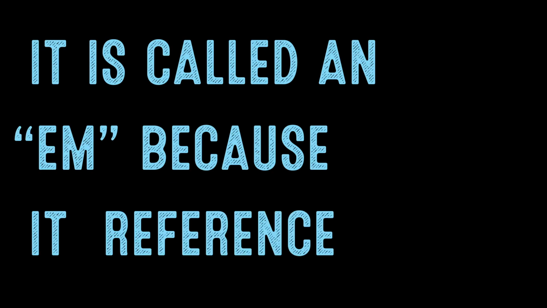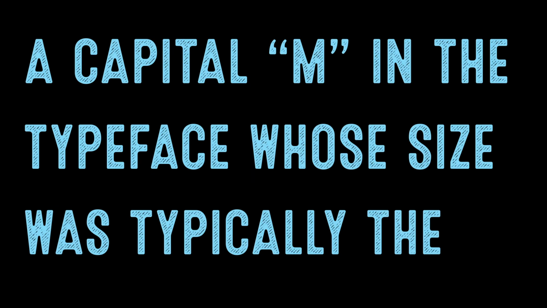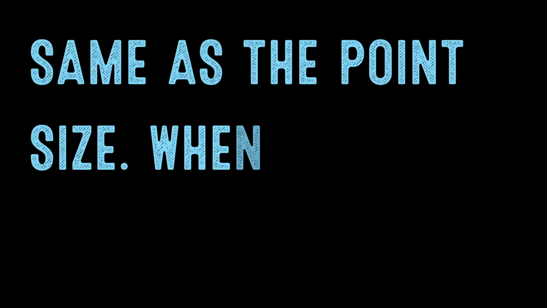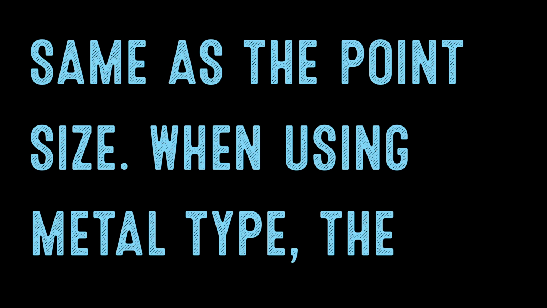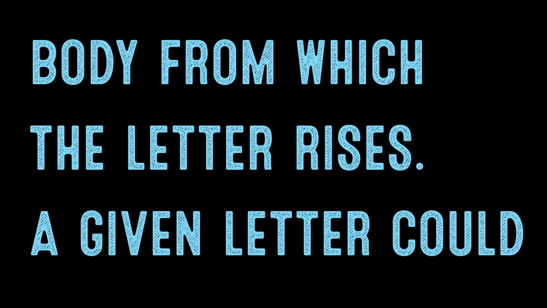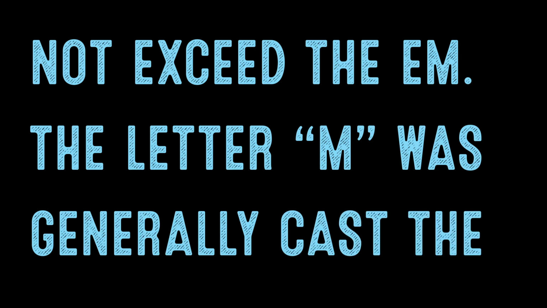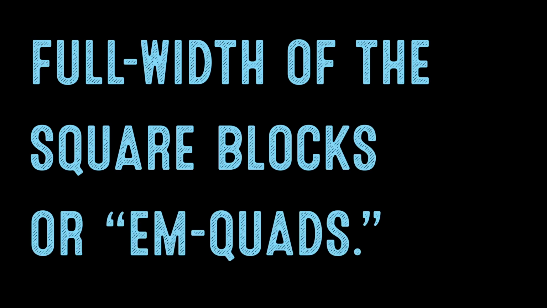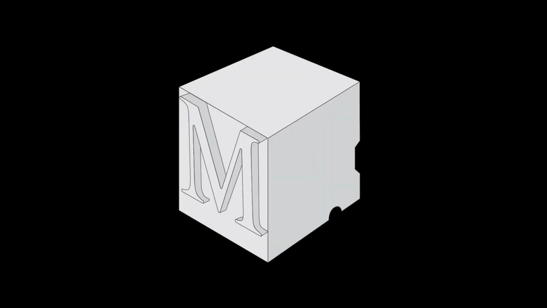It is called an M because it referenced a capital M in the typeface whose size was typically the same as the point size. When using metal type, the point size was equal to the height of the metal body from which the letter rises. A given letter could not exceed the M. The letter M was generally cast the full width of the square blocks or M quads. Here is an illustration of metal type so you can visualize an M.